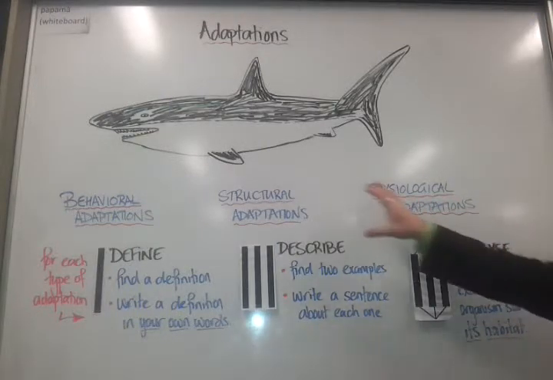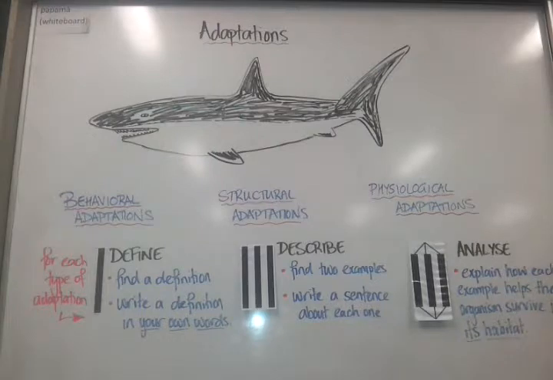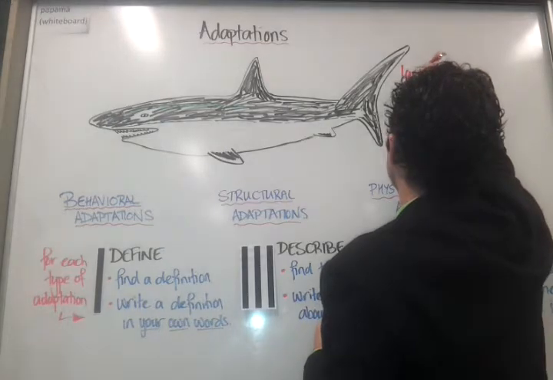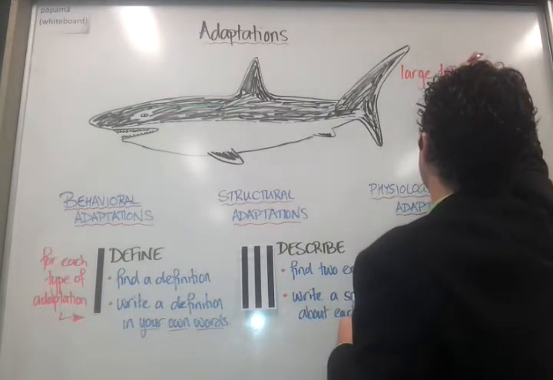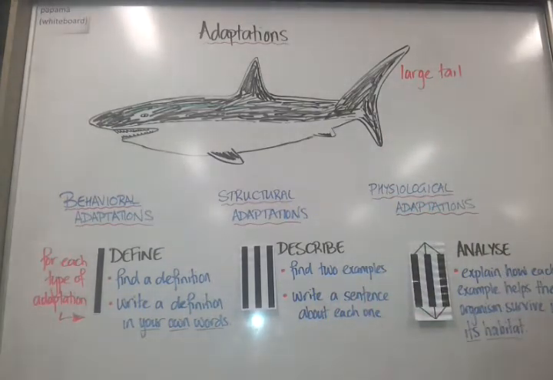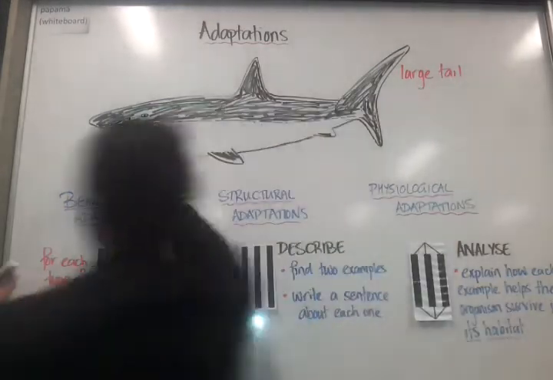I'm going to actually start in the middle with structural adaptations because they're probably the easiest. Who can have a guess at what some of the structural adaptations of a shark are? What are the things that are really special about a shark that you can see just by looking at a picture of it? It's got a big tail, okay? So it's got a large tail. Cool. Okay, anything else? Sharp teeth. Sharp teeth. Brilliant.